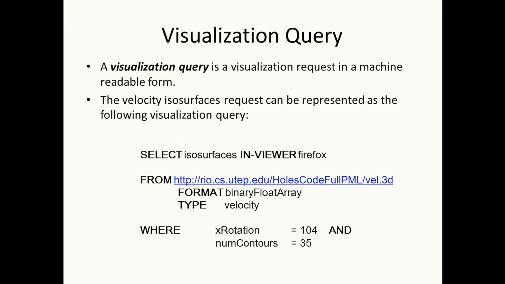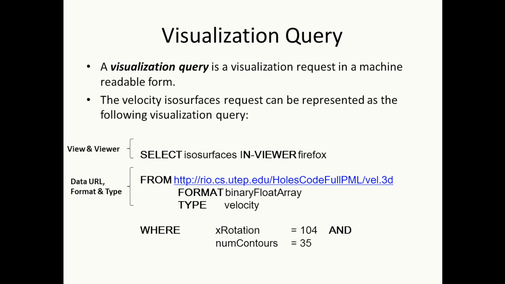Our aim is to alleviate users from having to write visualization pipelines and have them write visualization queries instead. A visualization query is a visualization request in some machine-readable form. The velocity isosurfaces request presented in slide 2 can be represented as the following visualization query. This query is segmented into 3 parts to highlight its structure. The first segment selects what view the user wants their data projected as, and what viewer they want to use to present this visualization on the screen, in this case isosurfaces and Mozilla Firefox respectively.